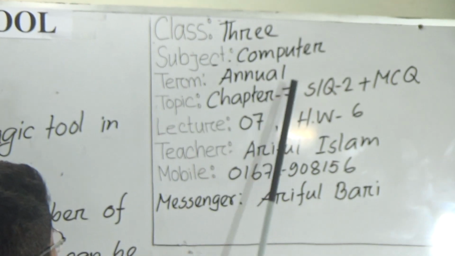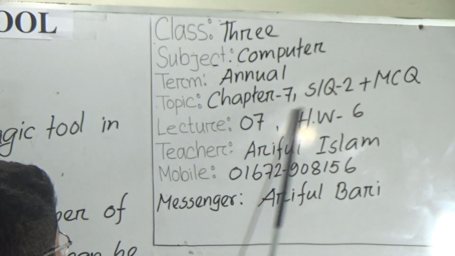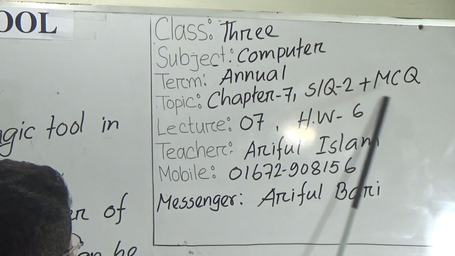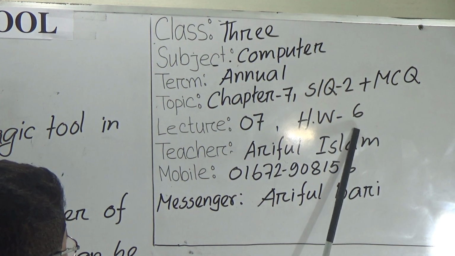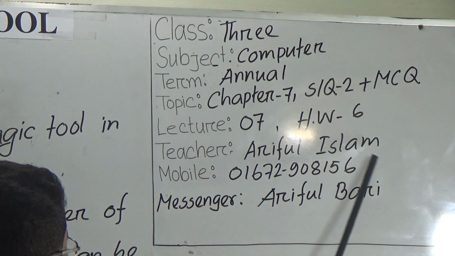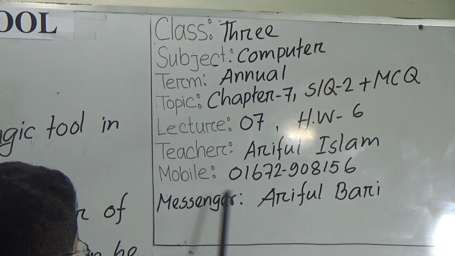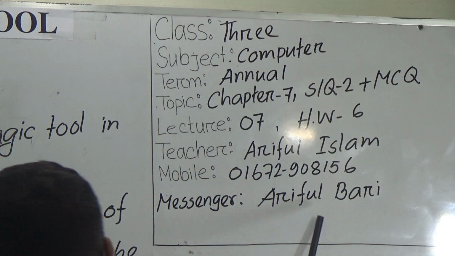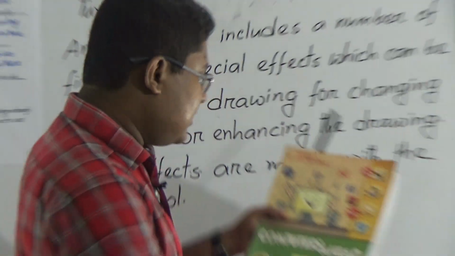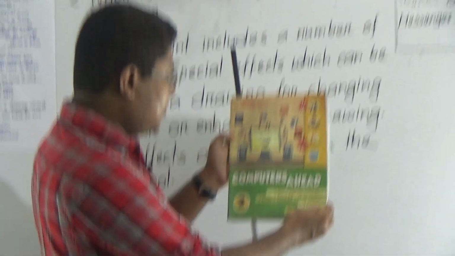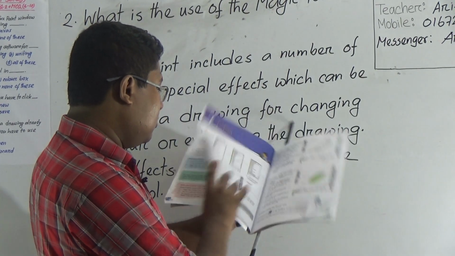Class 3, Subject Computer, Term Manual, Chapter 7, SQ2 plus MCQ. Lecture 7, SW6. Teacher Muhammad Ariful Islam. This is my mobile number and this is my messenger ID. So let's start the class. But before starting class, open your computer book and go to page number 50, Chapter 7, Task Paint. Okay.